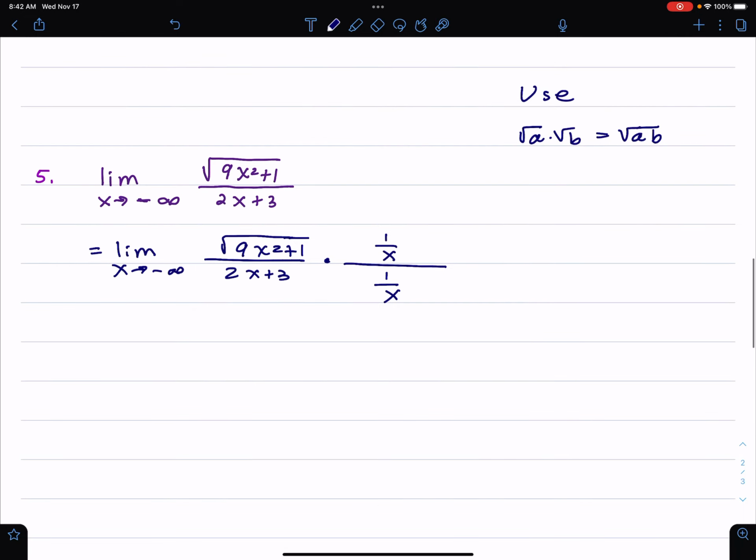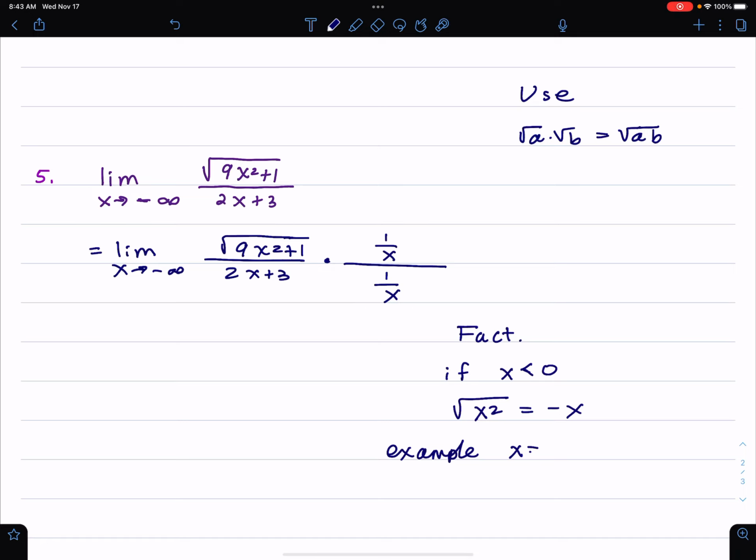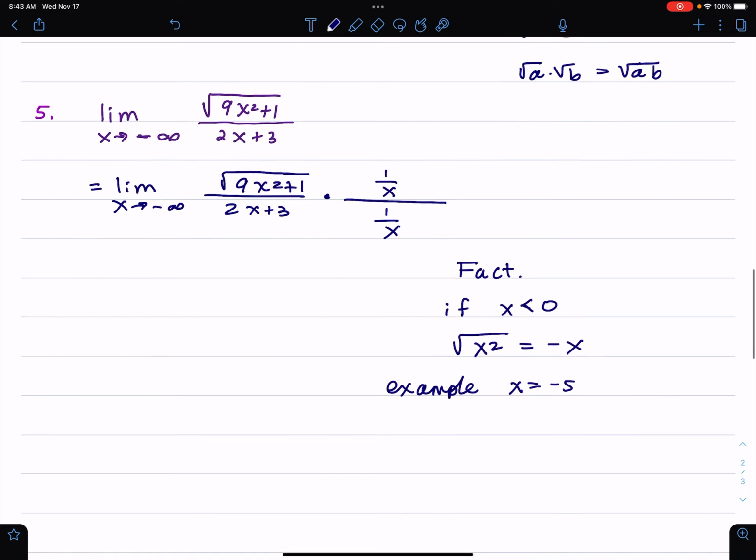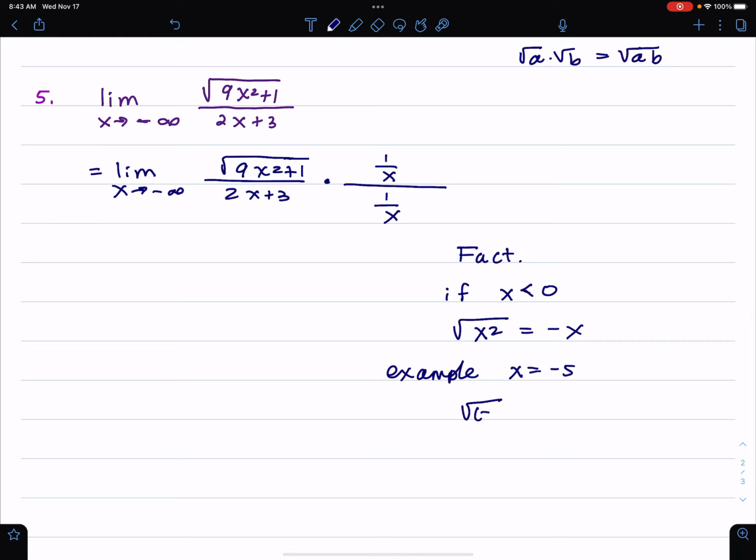But now what I have to do is use this fact. If x is less than 0, this is the key here. If x is less than 0, the square root of x squared is equal to the opposite of x. So for an example, x, say, is negative 5, which is less than 0. The square root of negative 5 squared is the square root of 25, which is 5, which is the opposite of negative 5. See, it's sort of confusing.